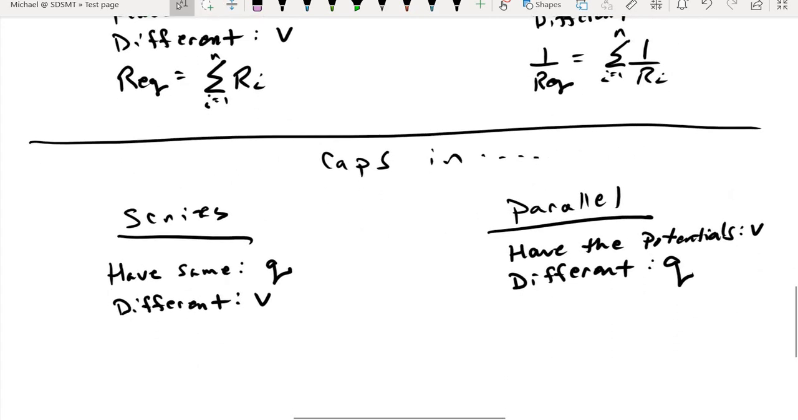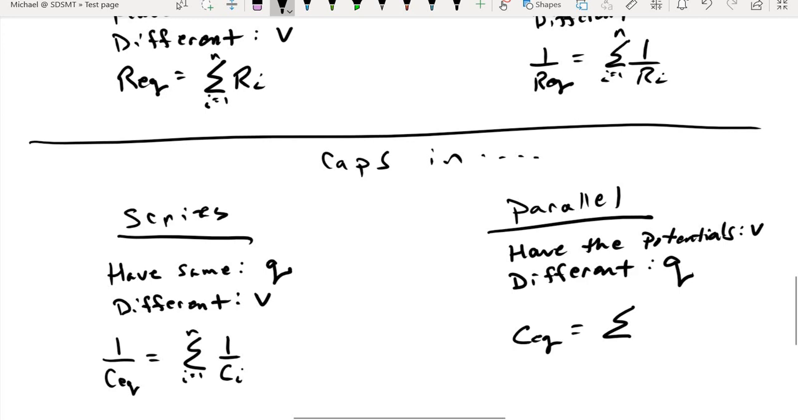However, if you look back in your notes from chapter 25, when it comes to finding the equivalent capacitor for a series capacitor system, it was the inverse summation of the individual capacitors that gave us the inverse of the equivalent capacitance. And it was the direct summation of the capacitors that gave us the equivalent capacitance of the parallel combination.